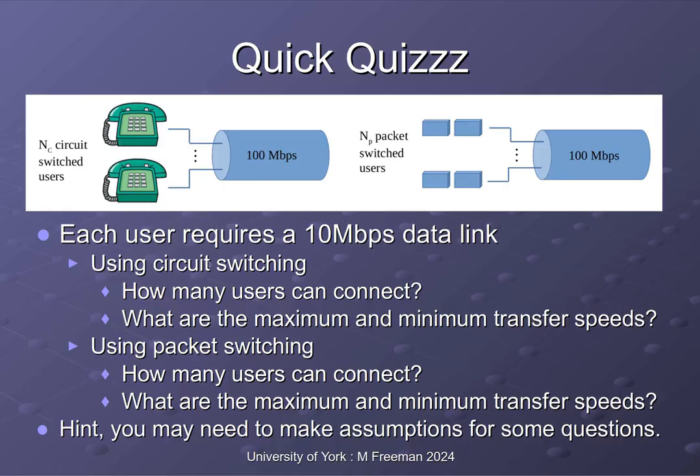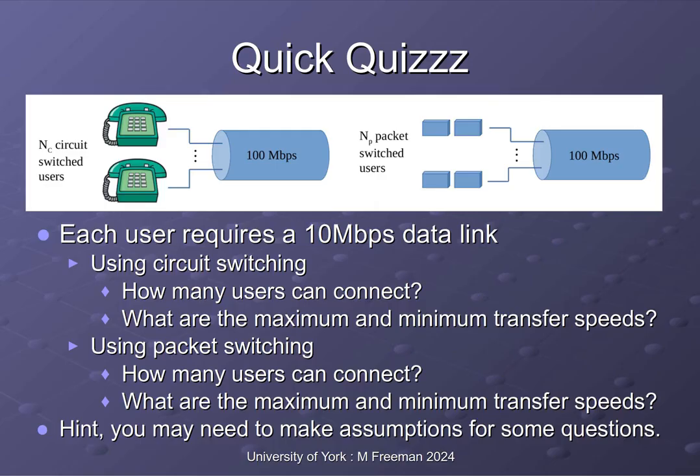So if we're using circuit switching and each user requires a 10 megabits per second data link, how many users could we have if we're using circuit switching? And what would be their maximum and minimum transfer speeds? If on the other hand we're using packet switching, again we have the same 100 megabits per second data link, how many users could we have? And again, what would be their maximum and minimum data speeds?